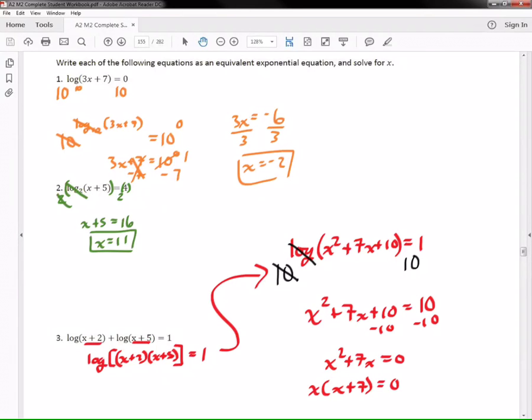Alright, now I get 2 answers. What answer do I get from that factor? x equals 0. And then if I set this factor equal to 0, what do I get? Negative 7. So to find the answer, you're trying to find a number that you can plug into this factor that'll make it 0. And so look, it looks like these are my answers, doesn't it?